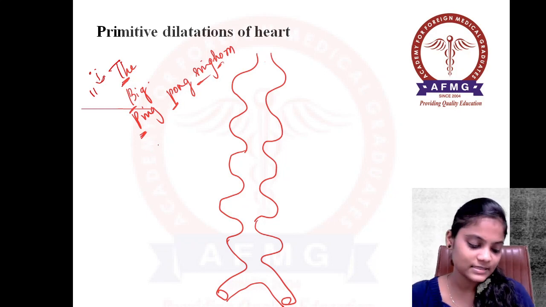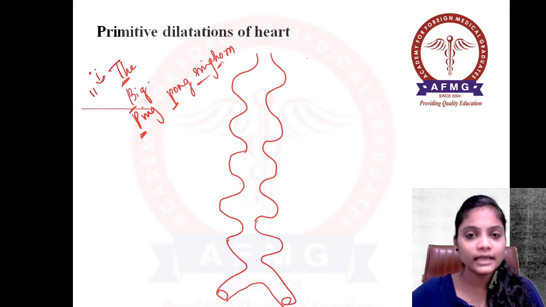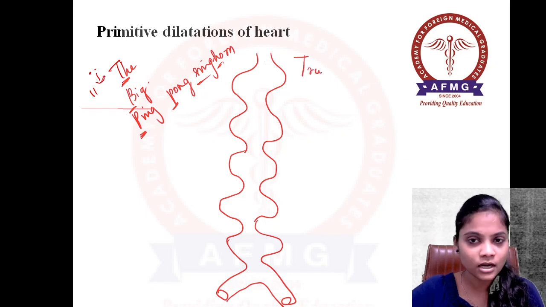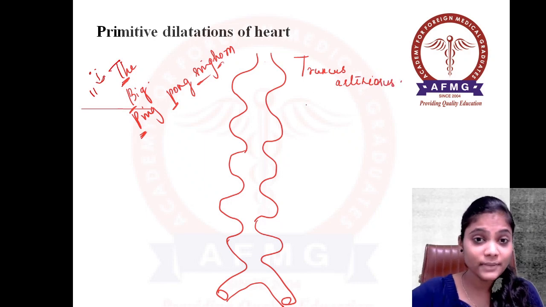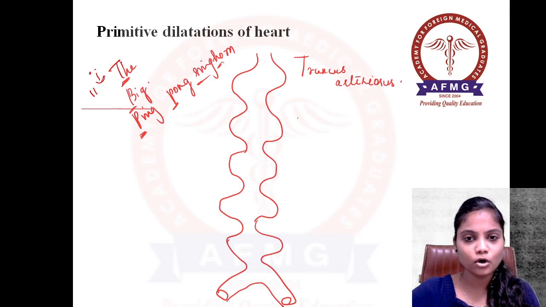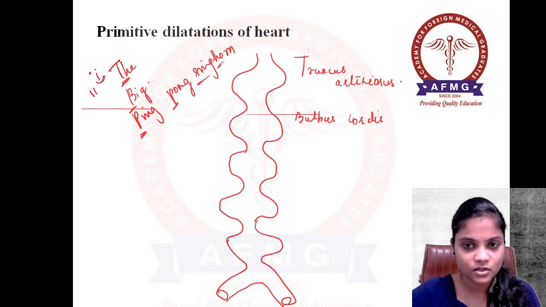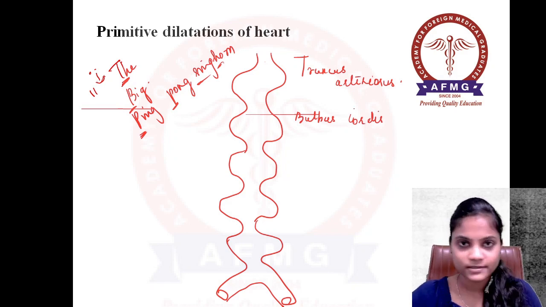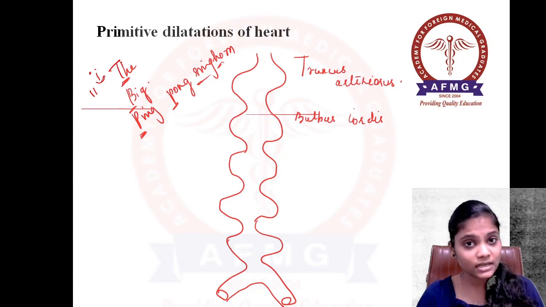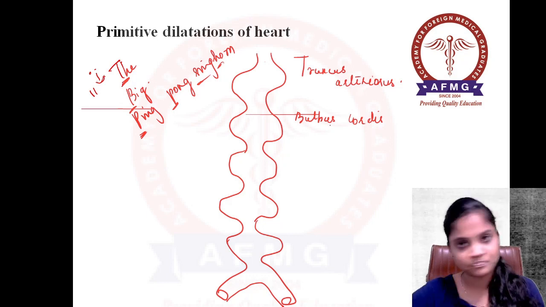What does this mnemonic say? The mnemonic gives the dilatations of the heart in embryological development. The first thing is your truncus arteriosus. Remember, the first is truncus arteriosus. What is the second? B stands for bulbus cordis. The second dilatation is the bulbus cordis. Everything has a separate meaning regarding the chambers of the heart. If you remember this, then the chambers will be easy as well.